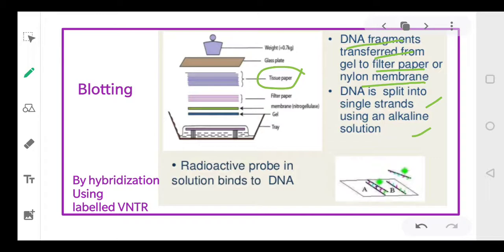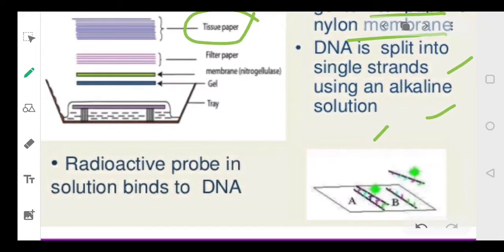Now we will transfer, and then we will split the DNA. We know DNA is double-stranded, so we will separate the two strands of the DNA by using an alkaline solution, right? See, we have separated them. We can easily look at this diagram. This is your double helical structure DNA. Now this green portion is your alkaline solution. This alkaline solution will separate the two strands of the DNA.